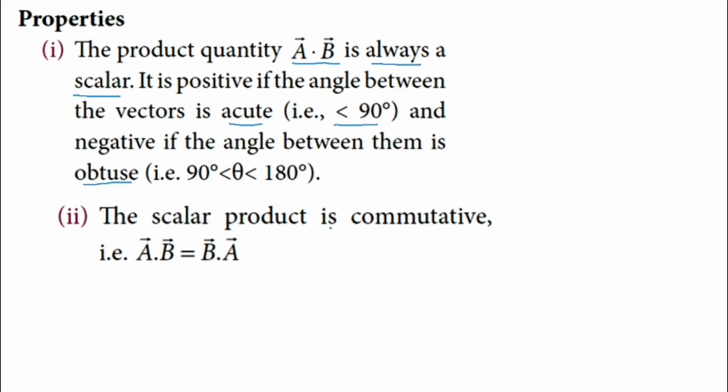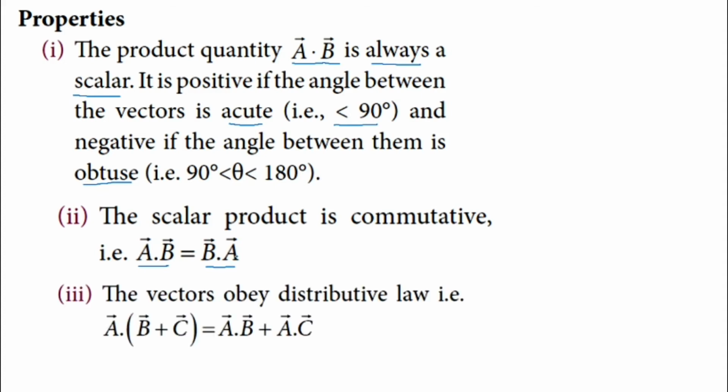The scalar product is commutative. That means A vector dot B vector is equal to B vector dot A vector. And the vectors obey the distributive law. For three vectors, A vector multiplied with B vector and A vector multiplied with C vector. This is distribution: A multiplied with B and A multiplied with C vector.